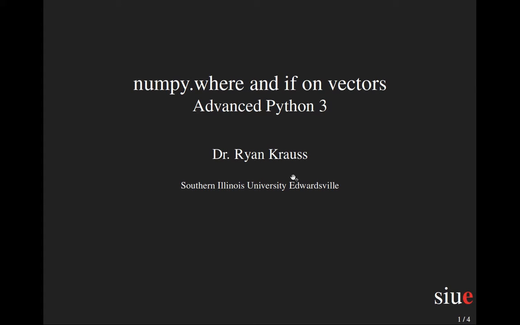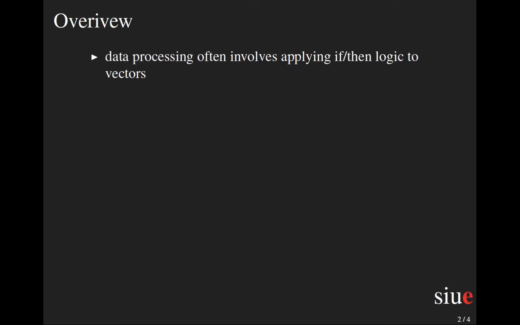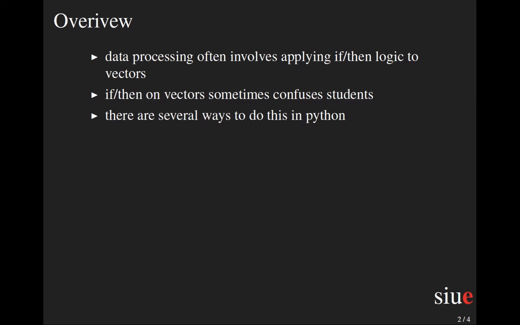Okay, this is Dr. Kraus with Advanced Python 3. I want to talk about how to do if-then style operations on vectors of data, and specifically introduce you to the numpy.where function. Data processing, or automated data processing, oftentimes involves this kind of if-then thing, and in my experience, my students sometimes get confused by trying to do if-then statements on vectors of data.